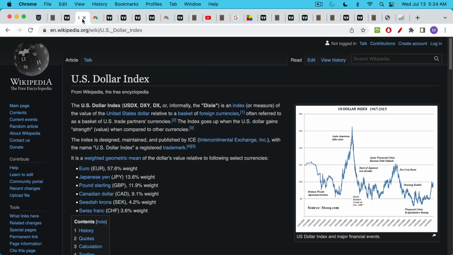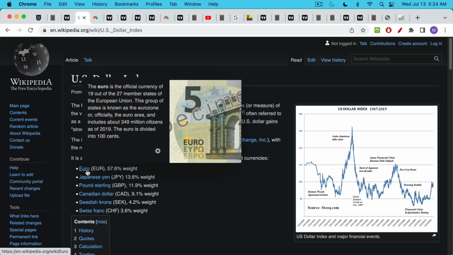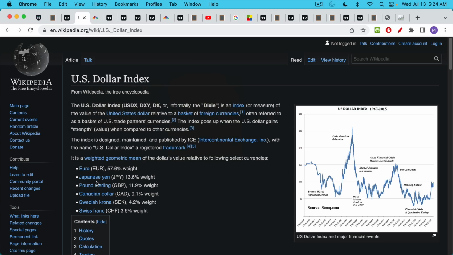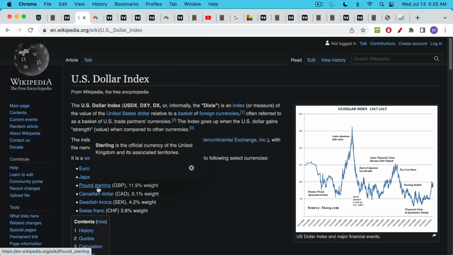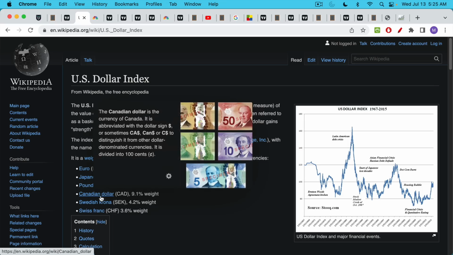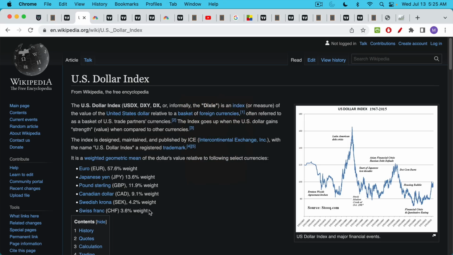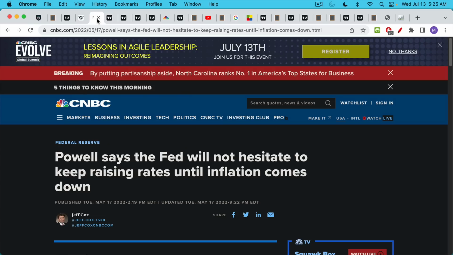It's a basket of exchange rates measured relative to the US dollar. And the weightings are very much towards two main currencies, the euro versus the dollar and the Japanese yen versus the US dollar, and to a lesser extent pound sterling versus the US dollar, and then the Canadian dollar versus the US dollar. Very small weightings with the Swedish krona and the Swiss franc, but the two really big ones are the euro and the yen, and those are the ones we're going to be focused on.